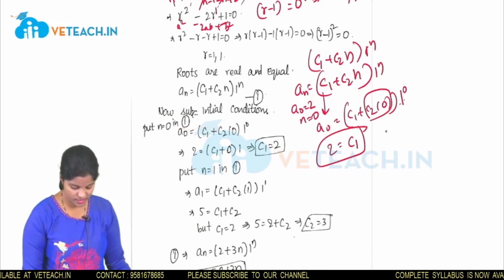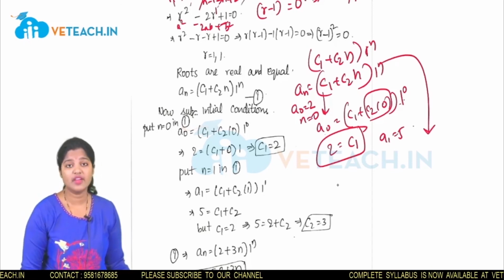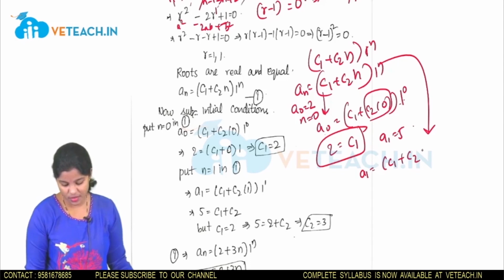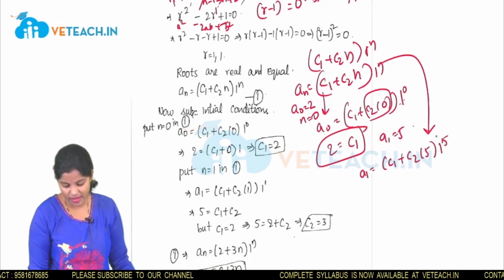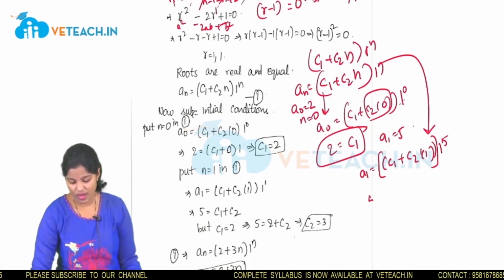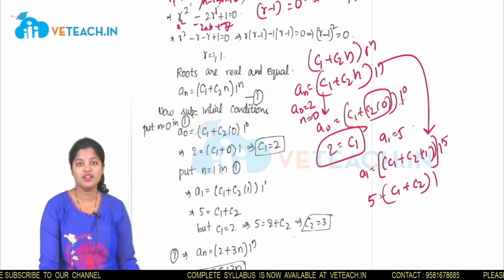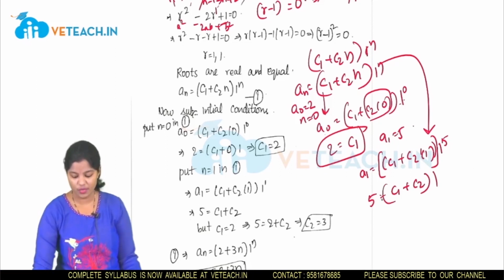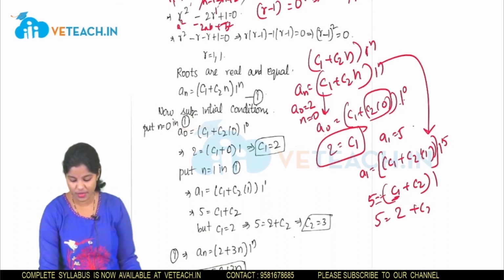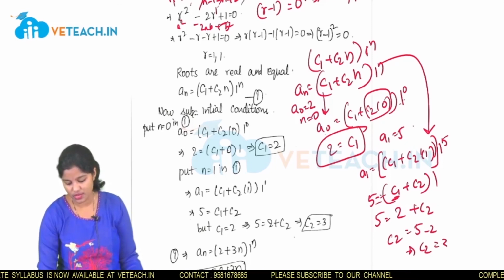Next condition is A1 is equal to 5. So put n value equal to 1. That is A1 is equal to C1 plus C2 into n, where n value is here 1. So 5 is equal to C1 plus C2 into 1. 1 power anything is always equal to 1. So 5 is equal to, already we know the C1 value 2, plus C2. C2 is equal to 5 minus 2, that implies C2 is equal to 3.